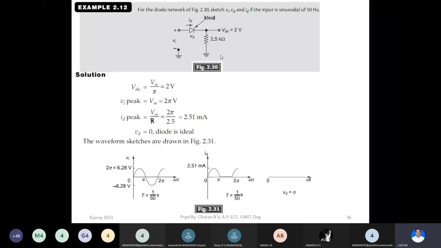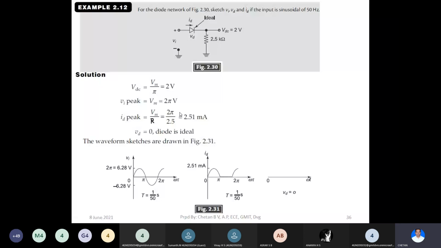From this, if you try to calculate the value of ID, ID is the current through this diode or current through this resistance. Current through the diode and current through the resistance are the same, because the same ID would flow through the diode and through the 2.5 kilo ohm resistance as well. So the peak value of ID, nothing but capital IM, would be equal to Vm by R. Already you know Vm is 2 pi, right? So 2 pi in the numerator divided by R. R is 2.5 kilo, and kilo means 10 raised to 3. If you take that 10 raised to 3 to the numerator, it would become 10 raised to minus 3. 10 raised to minus 3 is nothing but milli, right?